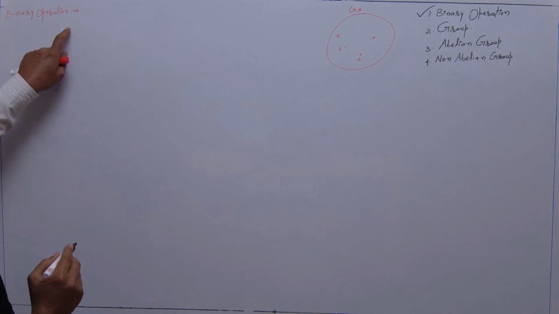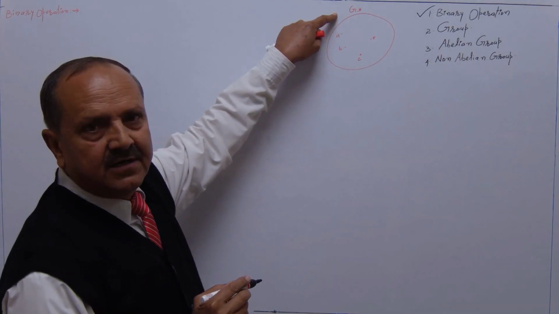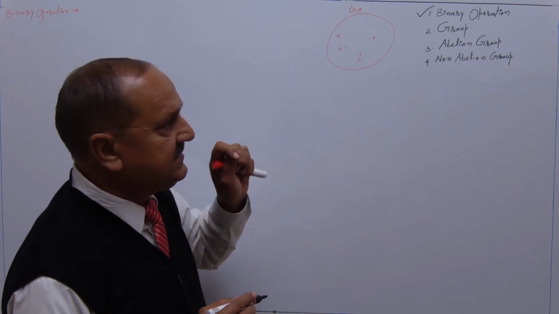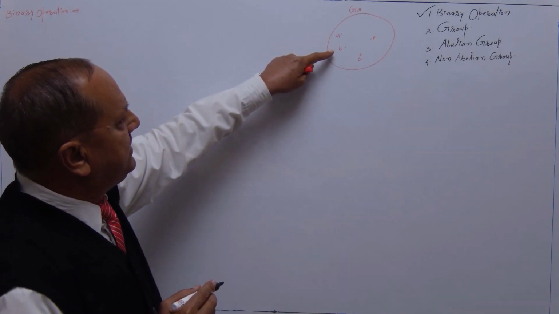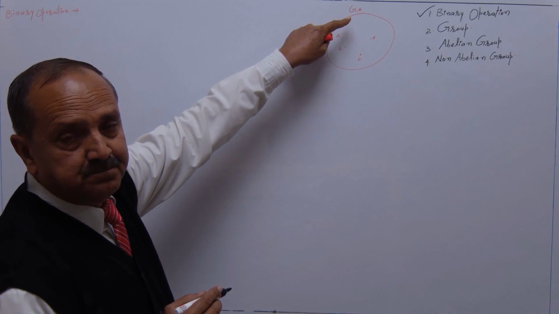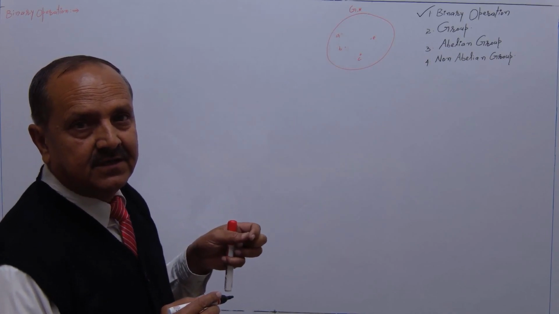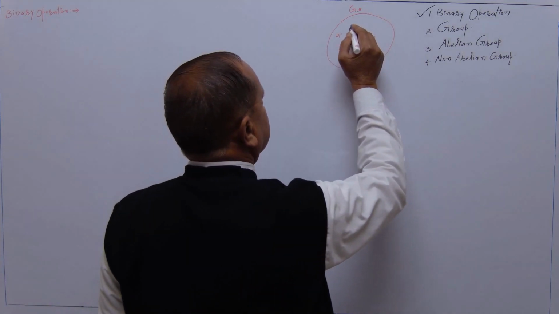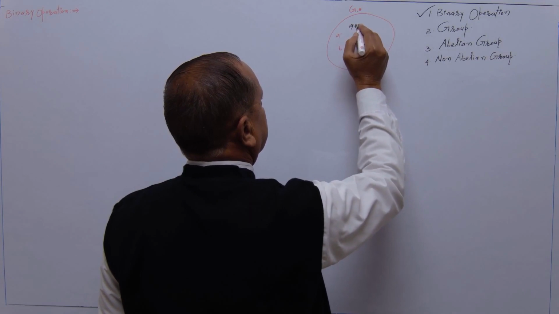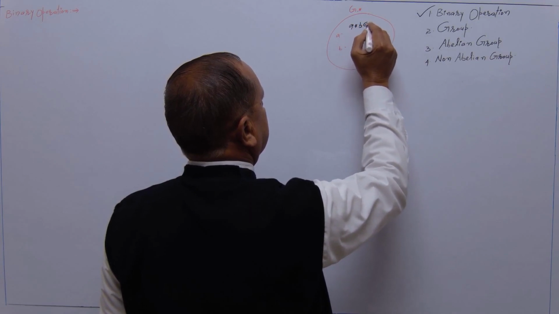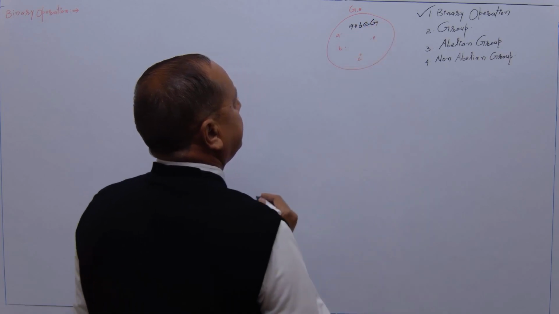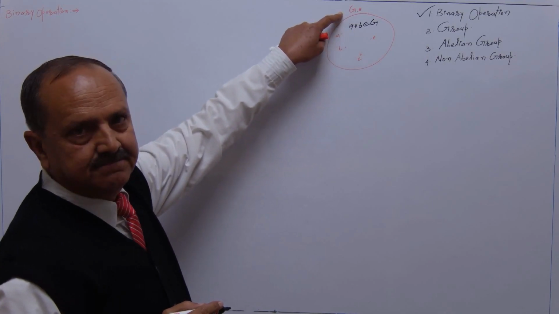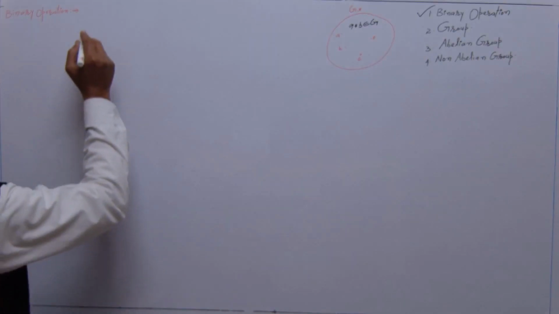Binary operation: let G be a non-empty set and a, b, c are its elements. Then a star b also belongs to G. Then star is called a binary operation on G. It means when a star b is also an element of G, then this star is a binary operation on set G.